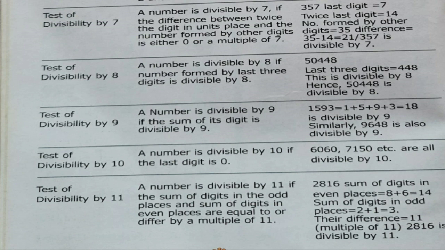A number is divisible by 11 if the sum of digits in the odd places and the sum of digits in the even places are equal or differ by a multiple of 11. See the example 2816. Sum of digits in even places, 8 and 6, is 14. And the sum of digits in odd places, that are 2 and 1, is 3. And the difference is 11. 14 minus 3 is 11. So it is a multiple of 11. Therefore the whole number 2816 can be divided by 11.